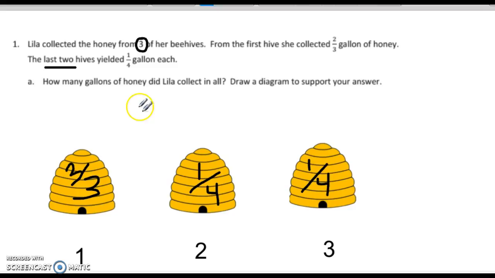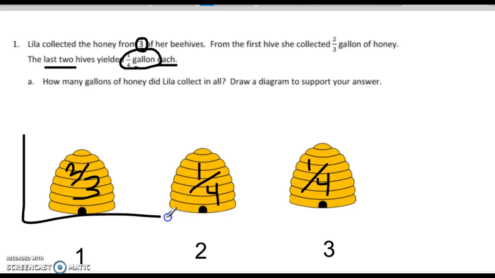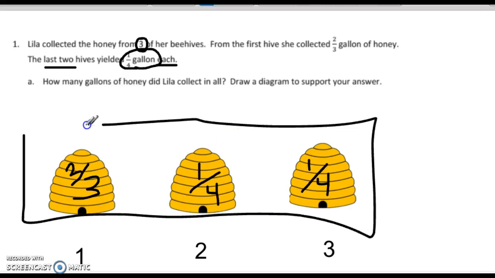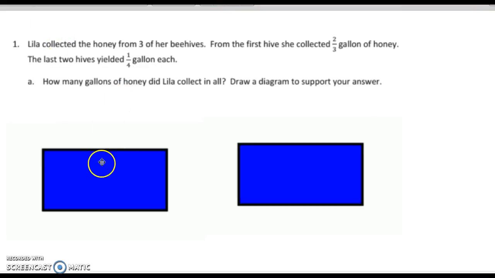Okay, so a lot of people didn't think about the fact that there's 3 beehives. They saw the 2 fractions and they only did something with those 2 fractions, and really we have 3 fractions here. These last 2 just happen to each have a 1/4 of a gallon in them. So it said how many gallons of honey did Lila collect in all? So we have to put all of these amounts together. And it asks for us to draw a diagram to support our answer. So let's take a look at that.